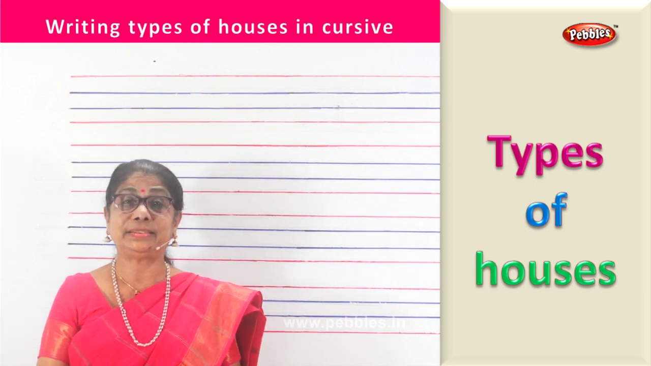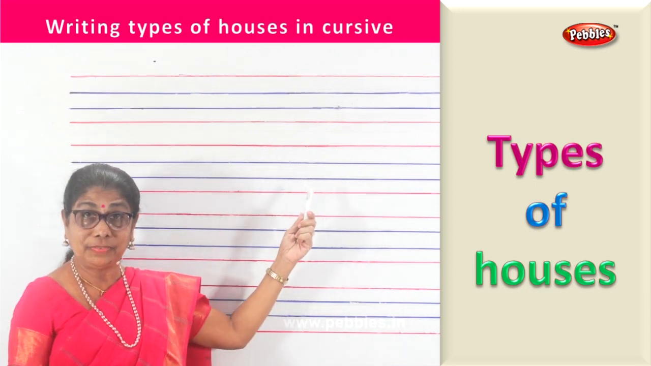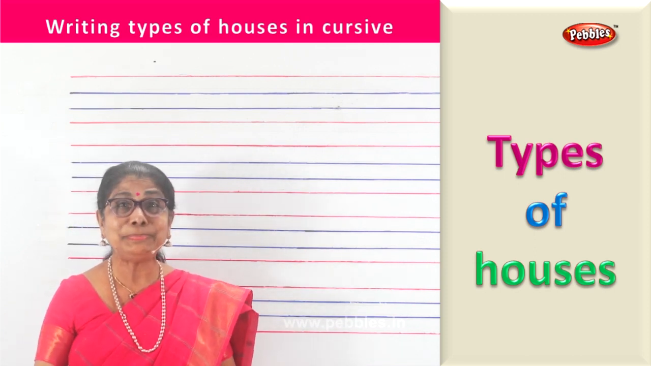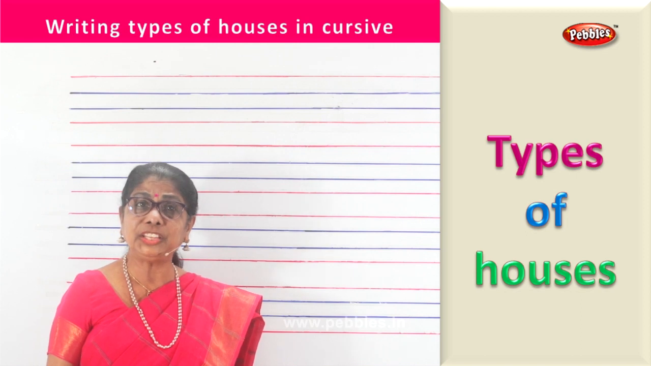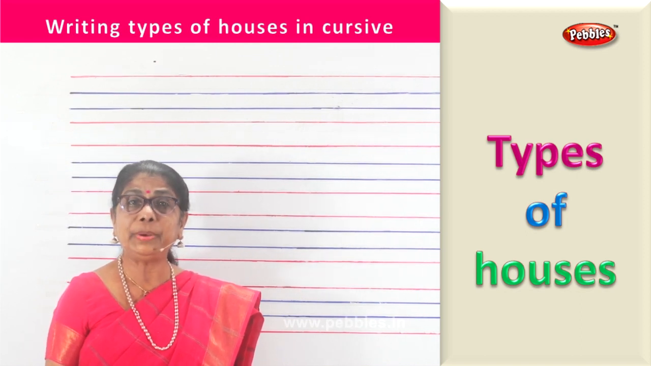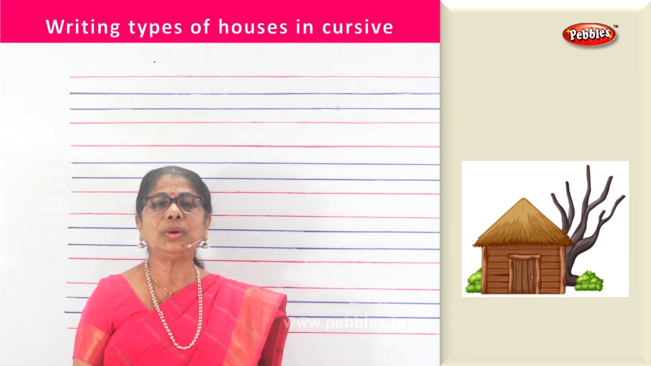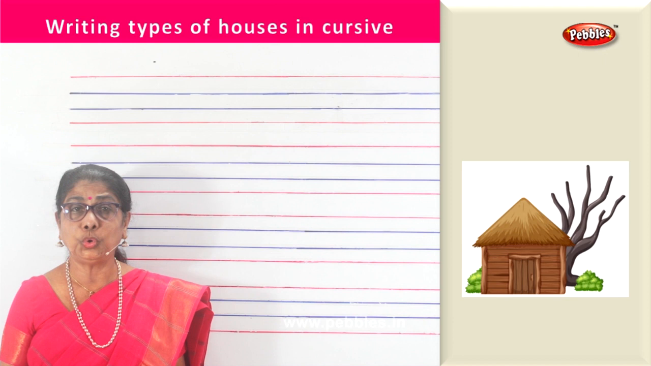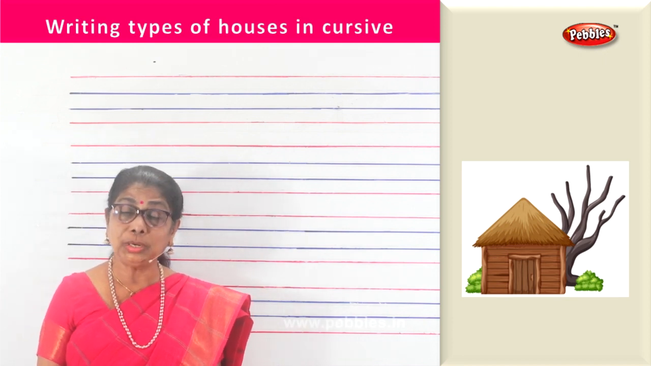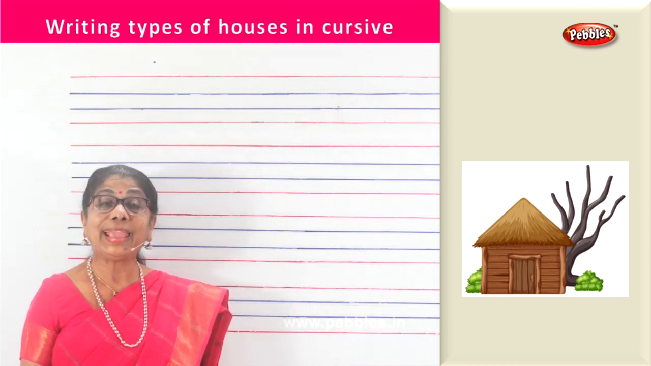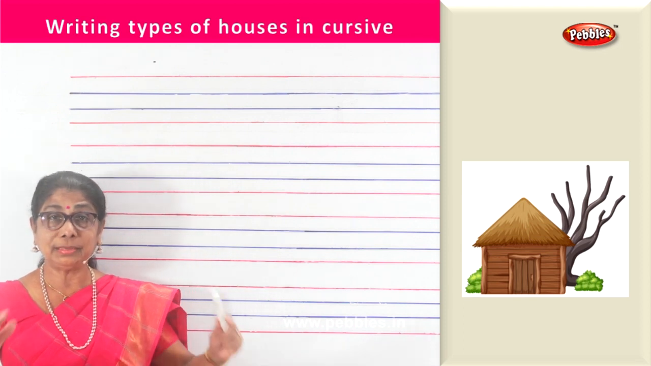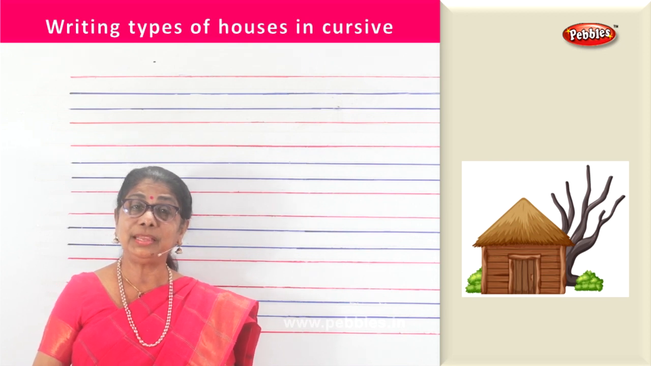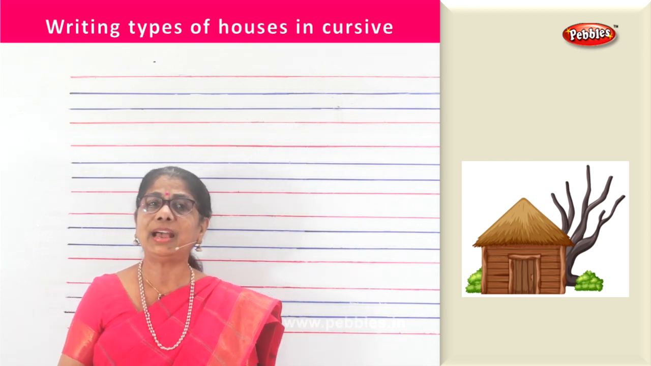Today let us learn to write cursive writing. What's the topic? Types of houses. In the villages, people live in huts. What is a hut? They make a mud floor and walls, and they put hay on the top in the shape of a triangle. That's a hut. And mostly, not very well off, poor people live in a hut.